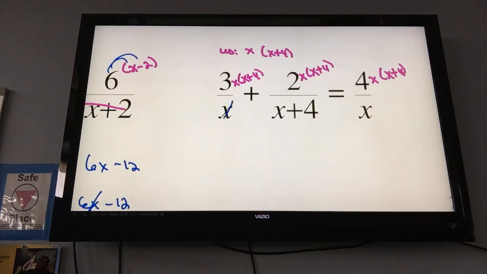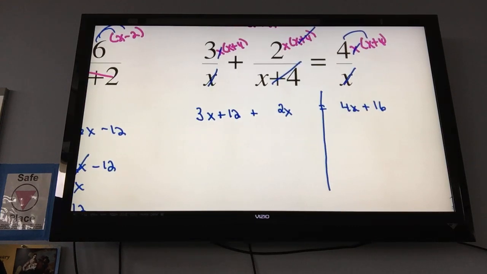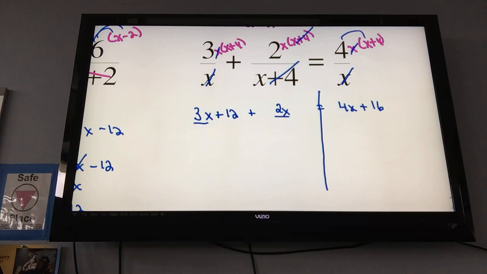So on the first term, x cancels with x. So plain x with plain x, distribute, and I get 3 times x, 3x, 3 times 4, positive 12. X plus 4, 2 times x is 2x, and then x cancels with x, distributing I get 4x plus 16. 4 times x, 4 times 4. And then we solve. So collect your x's. 2 and 3 gives me 5x. Bring down that plus 12. Equals 4x plus 16.